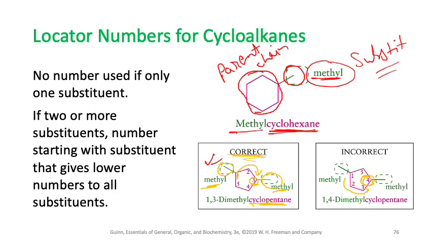So the naming will be 1,3-dimethyl. I'm saying on the 1st and on the 3rd carbon of this cyclopentane, I have a dimethyl group. So this is how you do it, 1,3-dimethylcyclopentane. The second naming, 1,4-dimethylcyclopentane, is wrong. Why? Because the second substituent we are already getting on the 3rd carbon, so 4th is not possible. So this is how you normally number the system if you have more than one substituent.